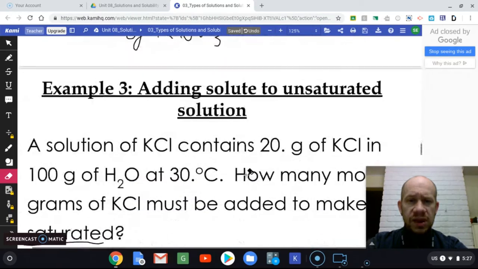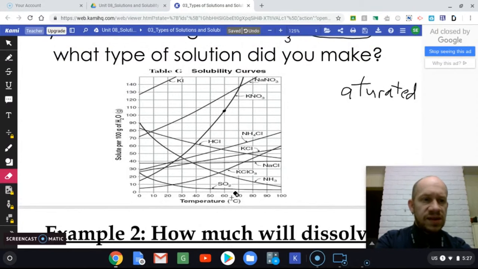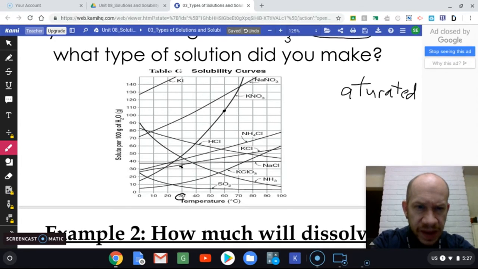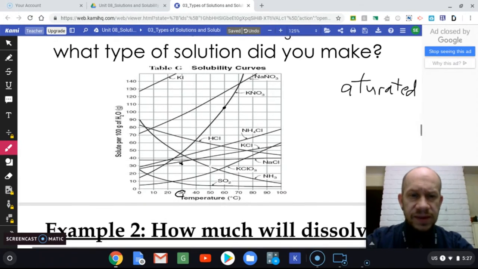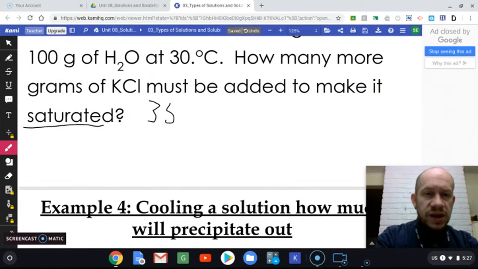question. So I'm looking at KCl at 30 degrees Celsius. Here's 30 degrees Celsius. KCl is, where are you? This line. Make sure you're very careful about which line you're looking at. It's right there. So in order to be saturated, I have to be at about 35 grams. So 35 grams will make me saturated.